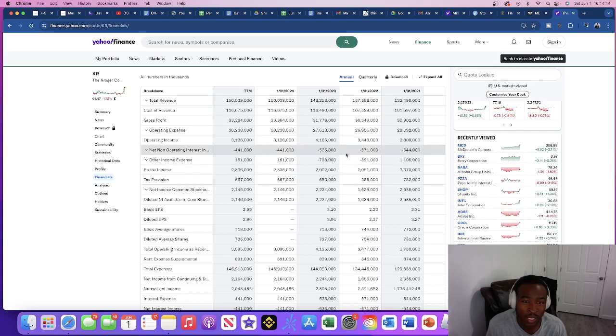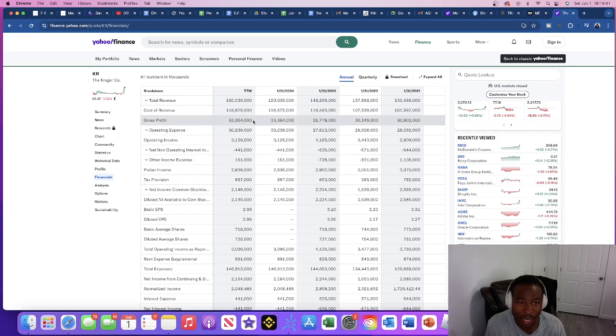Once you go on here, it basically breaks it down, right? So you have the total revenue, how much they brought in, and it says here all numbers are in thousands. So this is 150 billion, I believe. This is how much they brought in for each year, so it's broken down in columns. This is their total revenue. This is their gross profit.